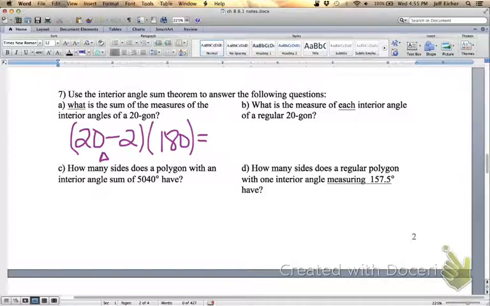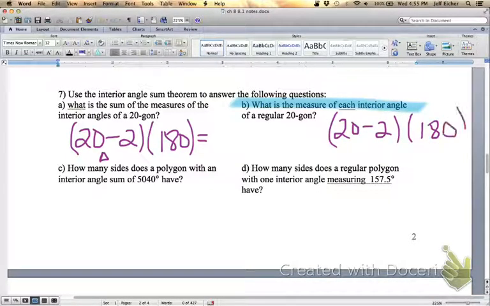Notice this question though. What is the measure of each angle of a regular 20-gon? If you want each angle, you'd have to take your 20 minus 2 times 180. That's the sum of everything. And then you divide by the total number of sides that you have, which is 20. And that will give you how much one angle is, one interior angle.